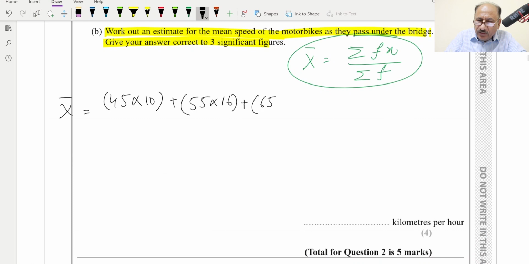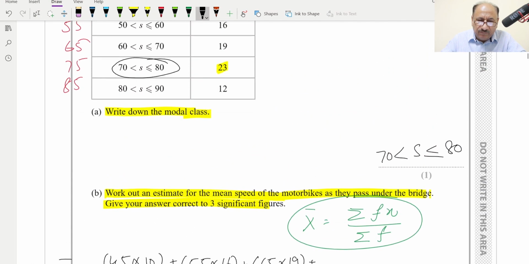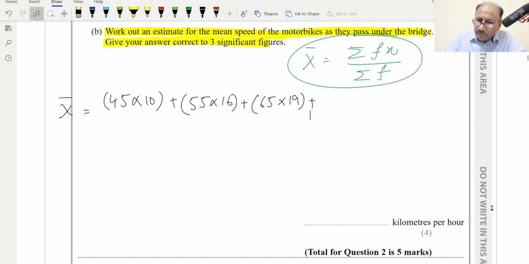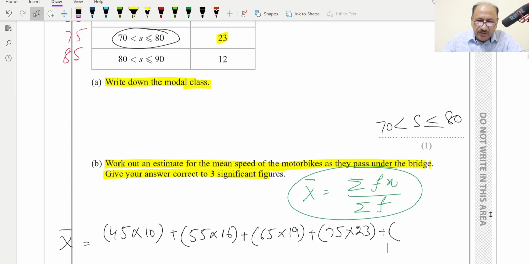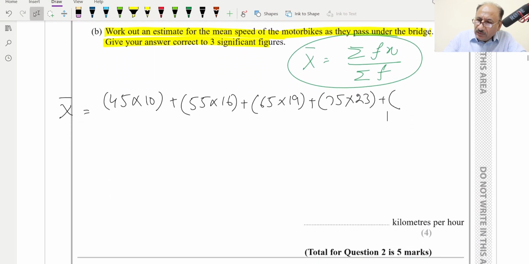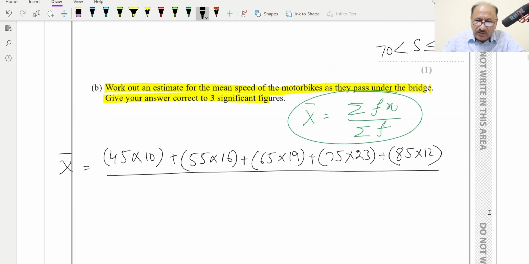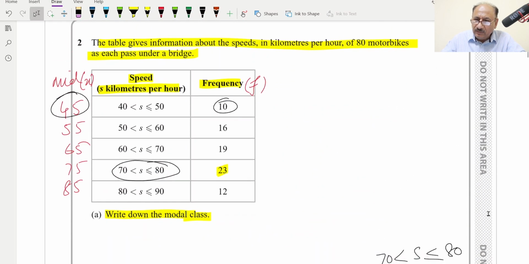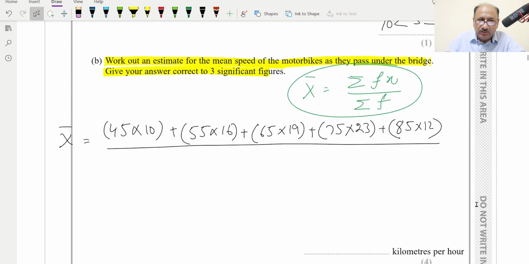So 65 multiplied by 19 plus next will be 75 multiplied by 23. 75 multiplied by 23 plus last value will be 85 multiplied by 12, and this will be divided by the sum of frequencies, and the sum of frequency is 80 motorbikes, so we will divide this by 80.